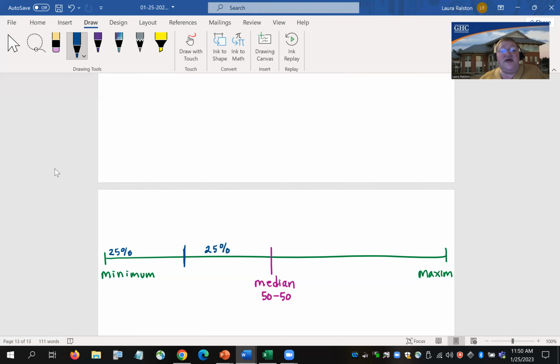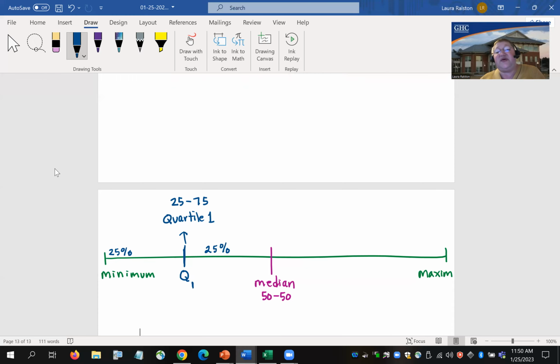This mark is called quartile 1. The symbol is usually the letter Q with a subscript of 1, Q for quartile. If you want to think about it, it's the 25-75 split, because there's 25% below. It has to total to 100, so that means there's 75% above.